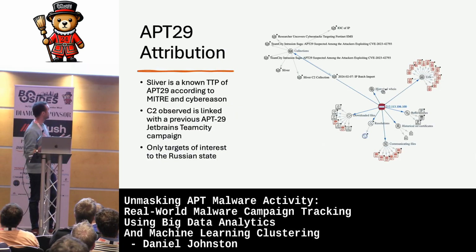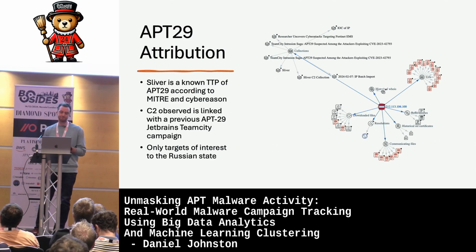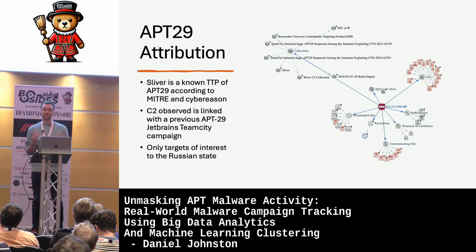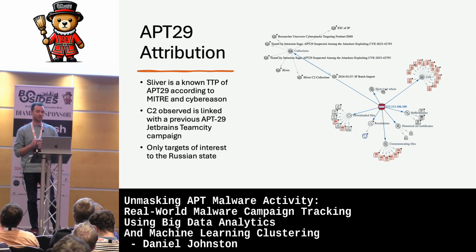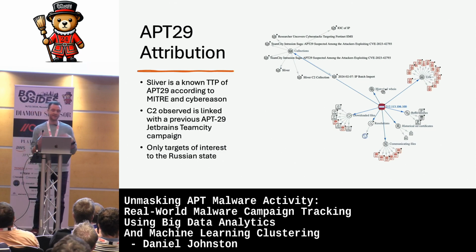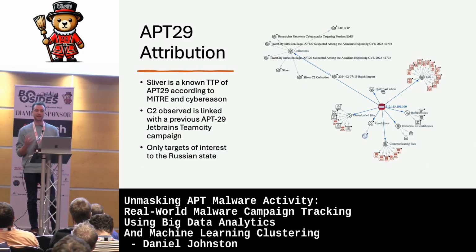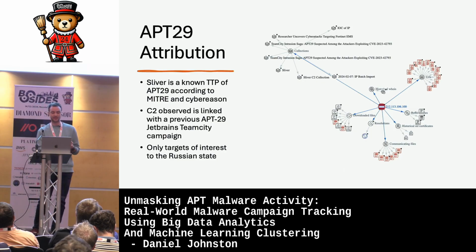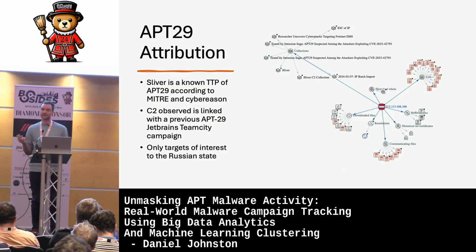So how is it that we think that we can attribute this to APT29? For three reasons. Sliver is a known tool used by APT29 according to MITRE and Cybereason. So it makes sense that if they used it in a previous campaign, they would use it again in this one. Secondly, and probably more compelling, is that the C2 that we observed in this campaign was actually observed in a previous APT29 campaign, namely the JetBrains TeamCity campaign that I mentioned. And then thirdly, only targets of interest to the Russian state were observed in the clusters of this campaign.